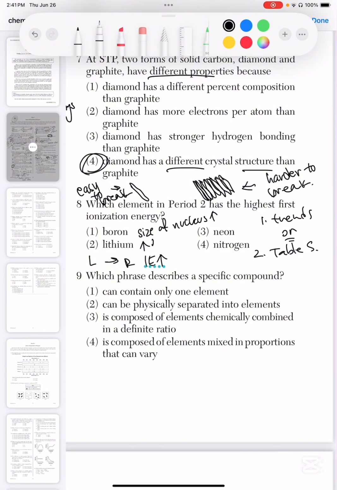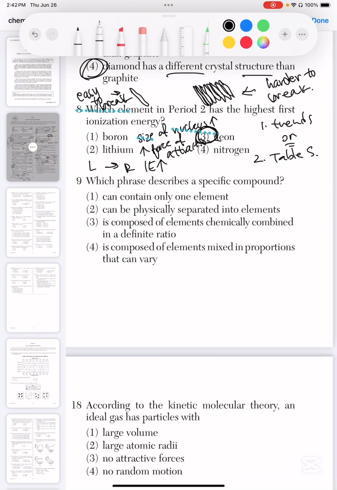increased force of attraction, which makes it harder to take electrons away, right? Because if you have a bigger nucleus and a stronger force of attraction, it's harder to take away electrons, because the electrons are attracted to the big nucleus. So 3 here.